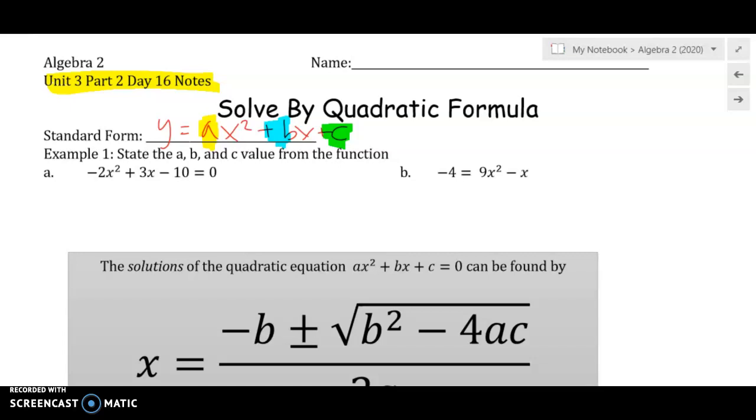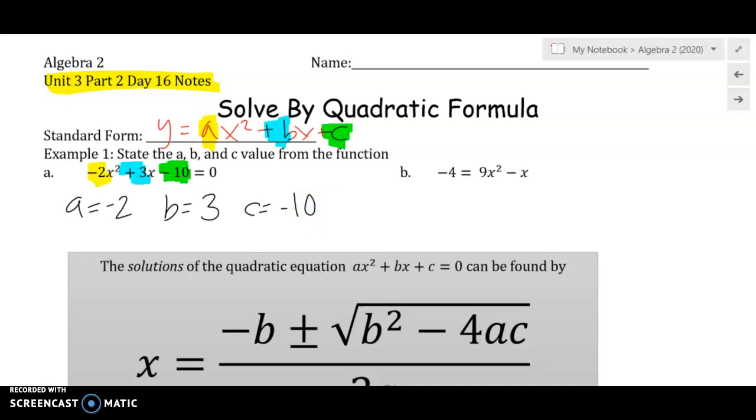So example 1, state the a, b, and c value for the function. Problem A says negative 2x squared. The number in front of the x squared term is your a value. So a is negative 2. Then it says plus 3x. The number in front of x is your b value. That would be a positive 3. And then it says minus 10. The number on the end, by itself, is your c value.